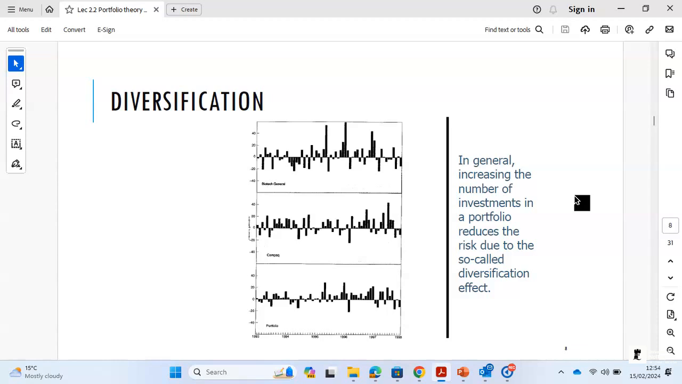So the bars show you the returns of that stock over different periods, right? If the bar is above the horizontal line, it means the firm made a positive return in that year. If it's below the line, the firm made a negative return in that particular year. So you can see the firm has returns. I think these are quarterly returns or monthly. Let me just double check that. Yeah, I think these are monthly returns, right?